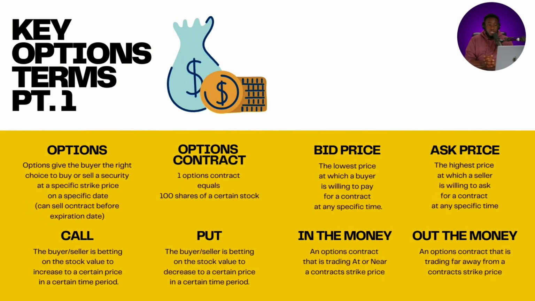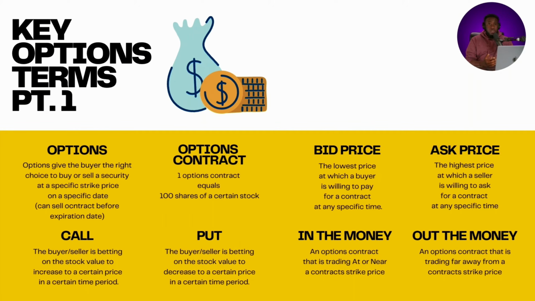Now we have some options terms. Options give the buyer the right or the choice to buy or sell a security at a specific strike price on a specific date. So they can buy and sell a contract before the expiration date. Think of an options contract as more so a down payment on a house. Let's just use an analogy of real estate.